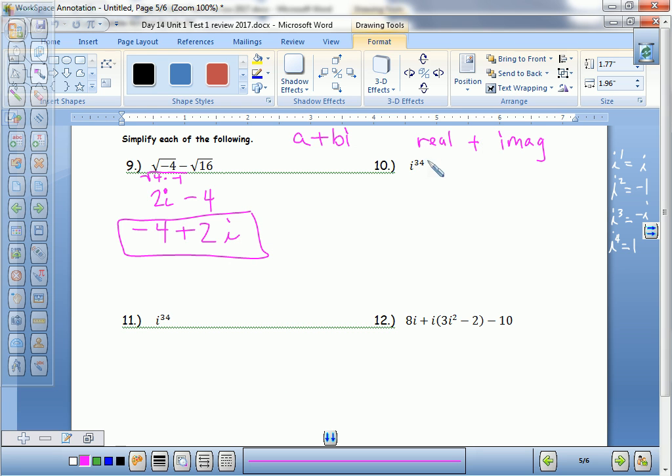Alright, so this one. When we divide this by 4, it goes in there evenly 8 times, but that's not what we care about. What we care about is the remainder. So i to the 34th is the same as i squared, which is negative 1.